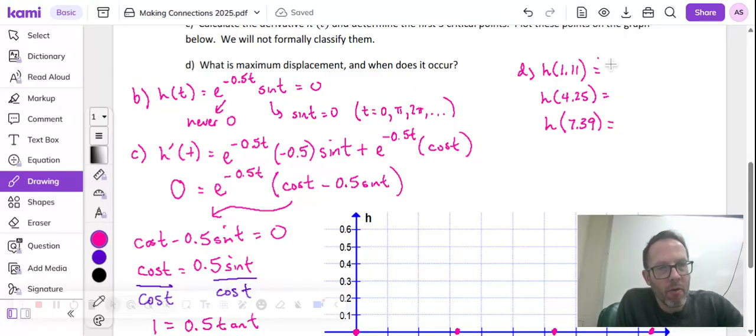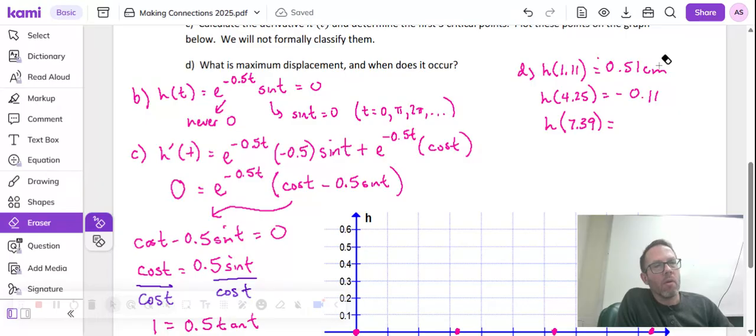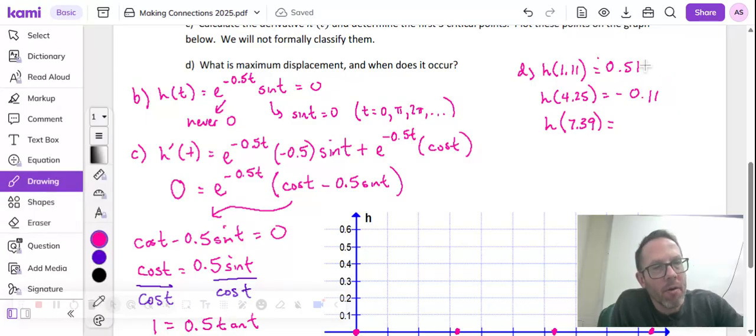So I got about 0.51 centimeters for that one. And I got about negative 0.11. Oh, are we in meters here? I should look. It is in meters. Excuse me. So that's like 51 centimeters, about 0.51 meters. And then we're going to be below negative 0.11. Did you guys get those too?